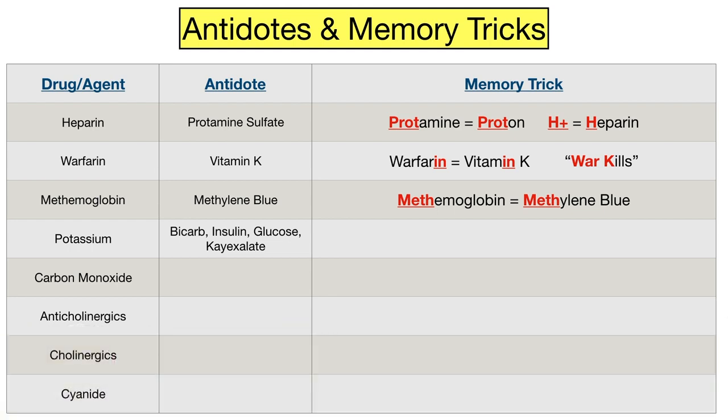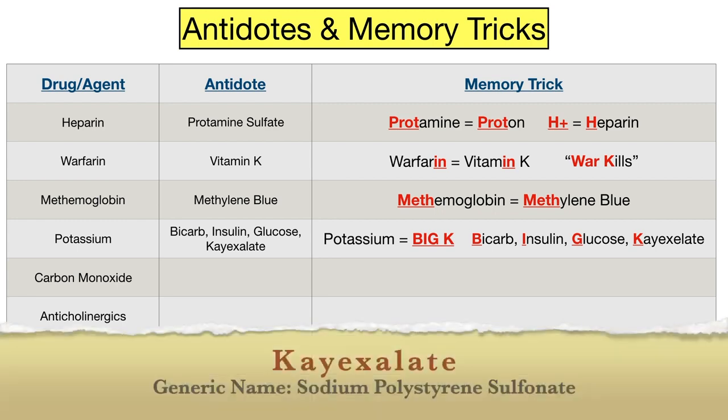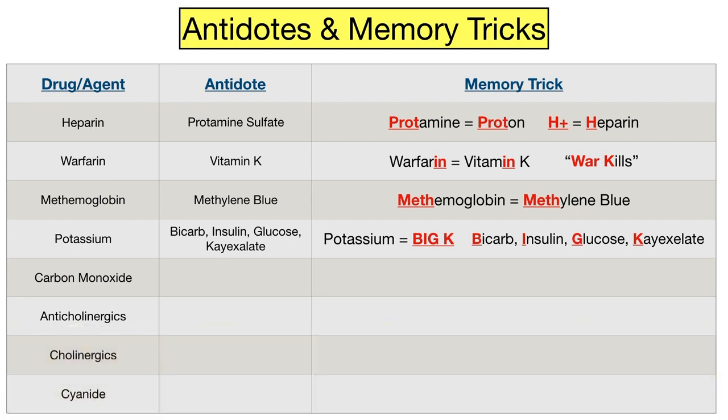The trick I came up with to remember this is big K. The symbol for potassium on the periodic table is a capital K or a big K. This will help you remember B for bicarb, I for insulin, G for glucose, and K for K-oxalate. Again, just know there are other treatment options as well.